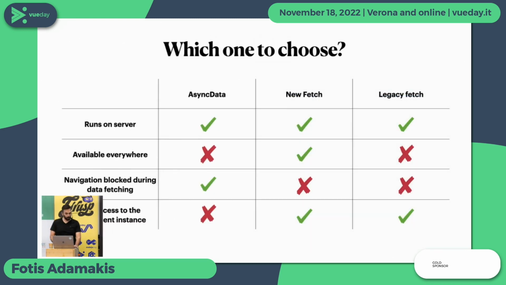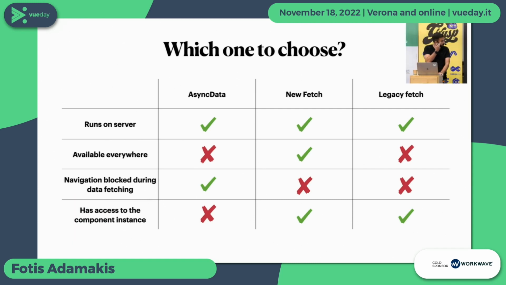I know it's a bit confusing, but I hope this table clears everything up. So which one shall we use? Probably not the legacy fetch. It's there for backwards compatibility, and you should probably avoid using it.